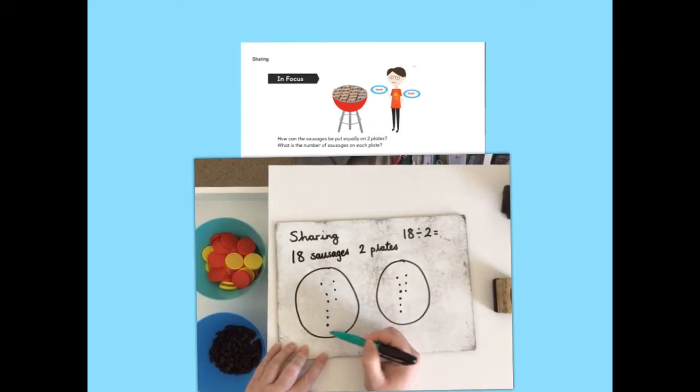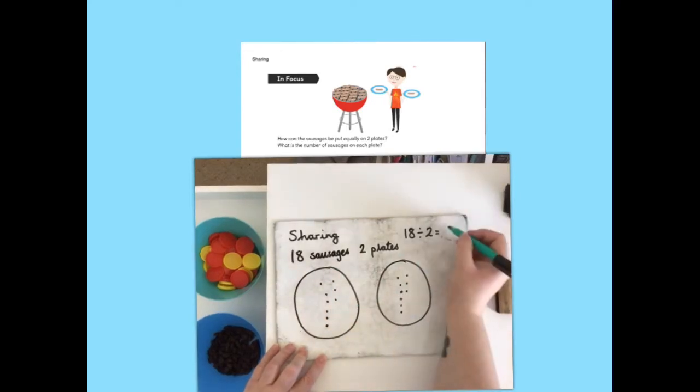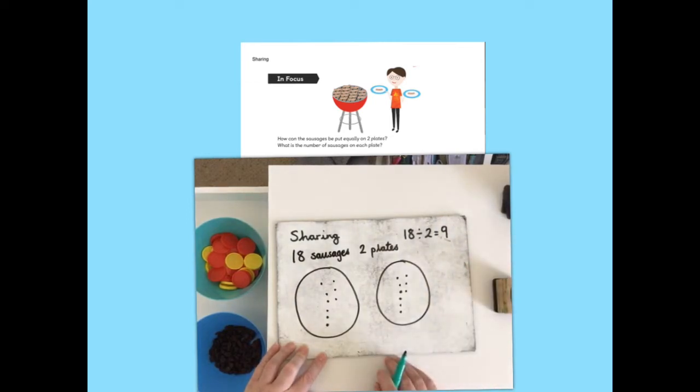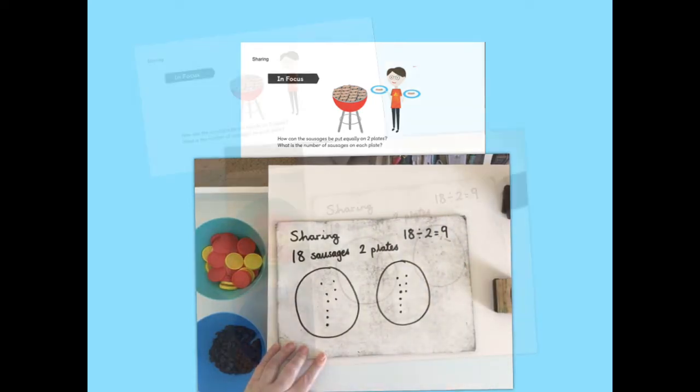Now I can see if I have a look at one plate, I've got 1, 2, 3, 4, 5, 6, 7, 8, 9 sausages because it's asking me how many I've got in one group. So 18 divided by 2 is 9. I'd have 9 sausages on each plate.